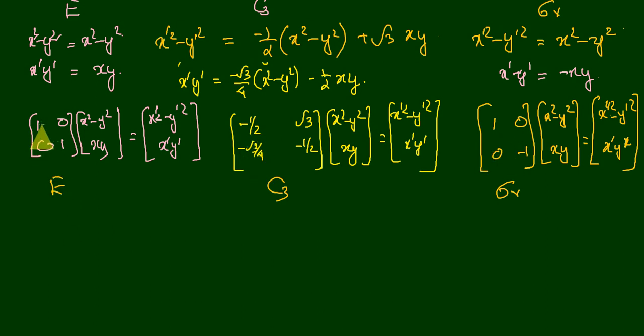So now what are the characters of these matrices? What is the first character? 1 plus 1 that is equal to 2. What is the second character? Minus half plus minus half that is equal to minus 1. And what is the third character? 1 and minus 1 that is equal to 0. So these characters are corresponding to x square minus y square and xy.